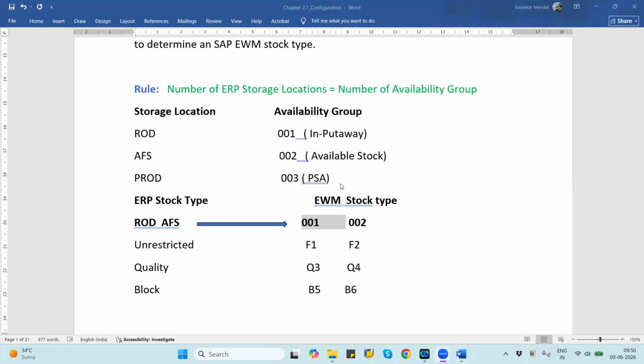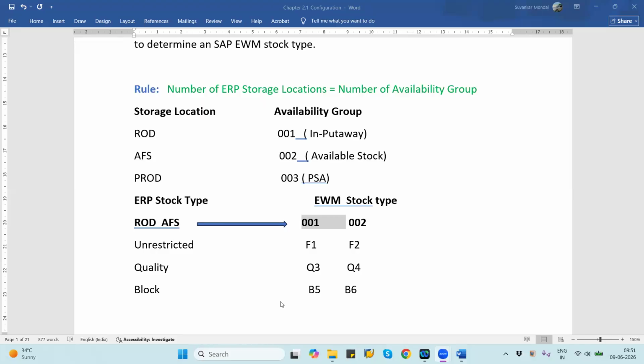Yeah, sir. Suppose here for unrestricted, quality, block, right? For example, in my ERP system, the stock is unrestricted, sir. So I'm moving the stock to EWM now. So that time it will be F1, correct? F1, ROD. When it is in ROD and if it is unrestricted, then it will be F1. You need not maintain it, it will get called automatically based on the configuration.